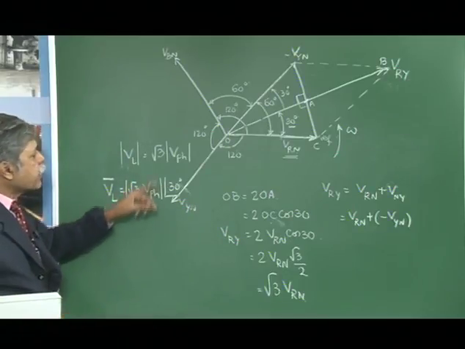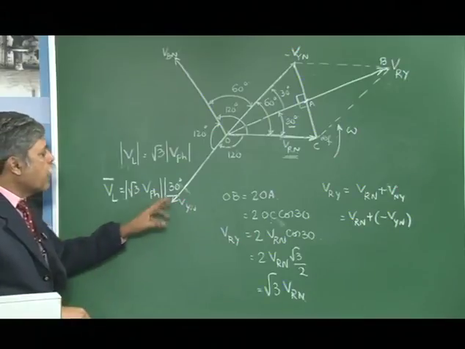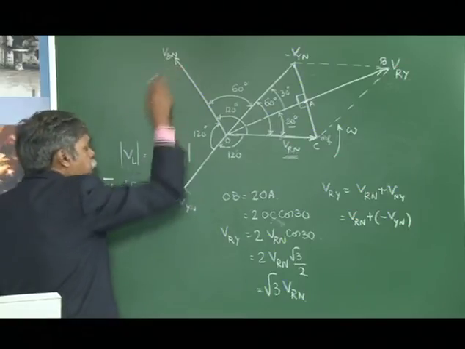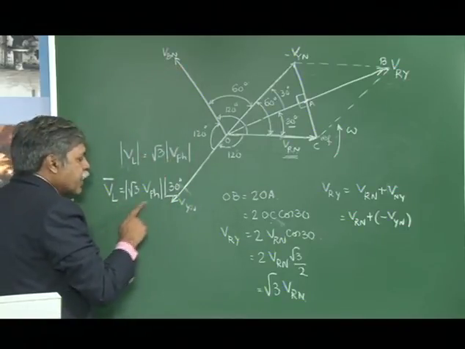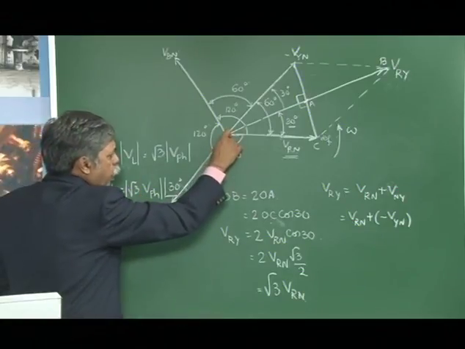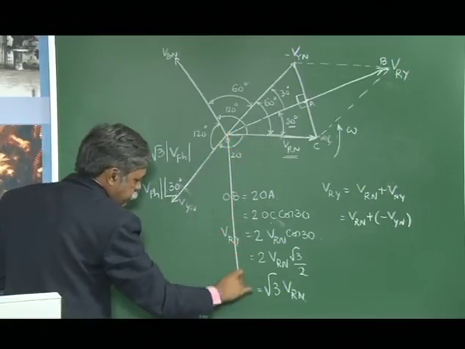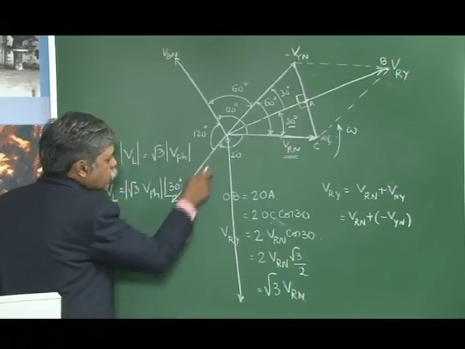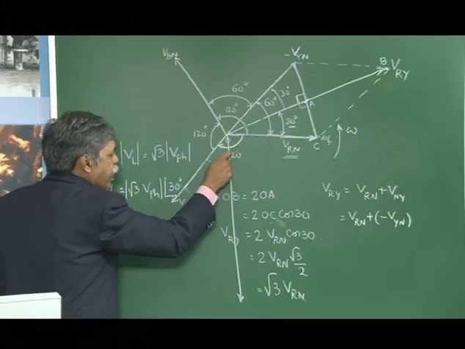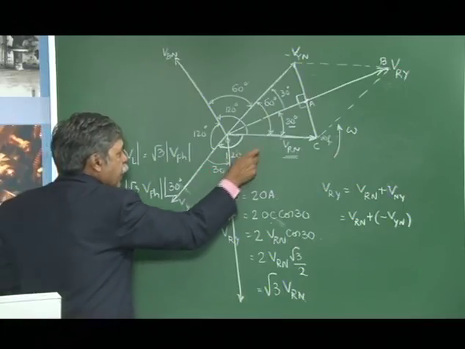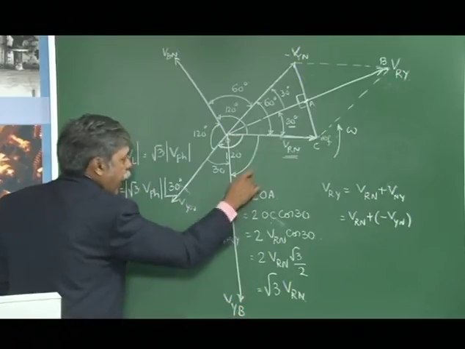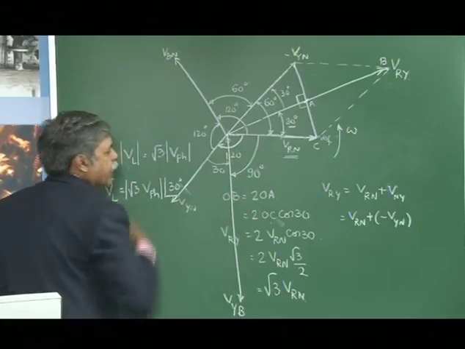Similarly, the other two line voltages. VYB, which is obtained by using VYN and VBN, leads the corresponding phase voltage, that is VYN, by 30. That means my VYB vector will be here, 30. So when this is 30, as this angle is 120, 120 minus 30 will give you the angle between VYB and the reference vector VRN as 90 degrees.